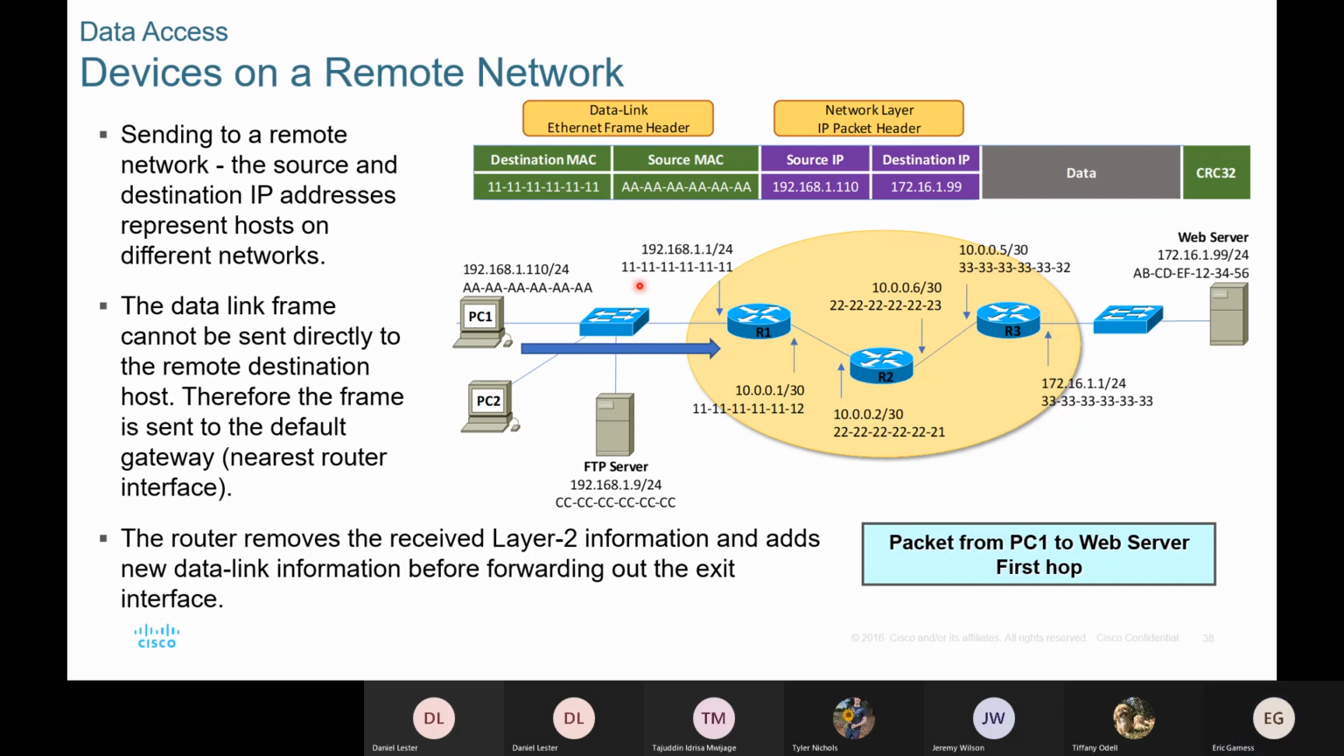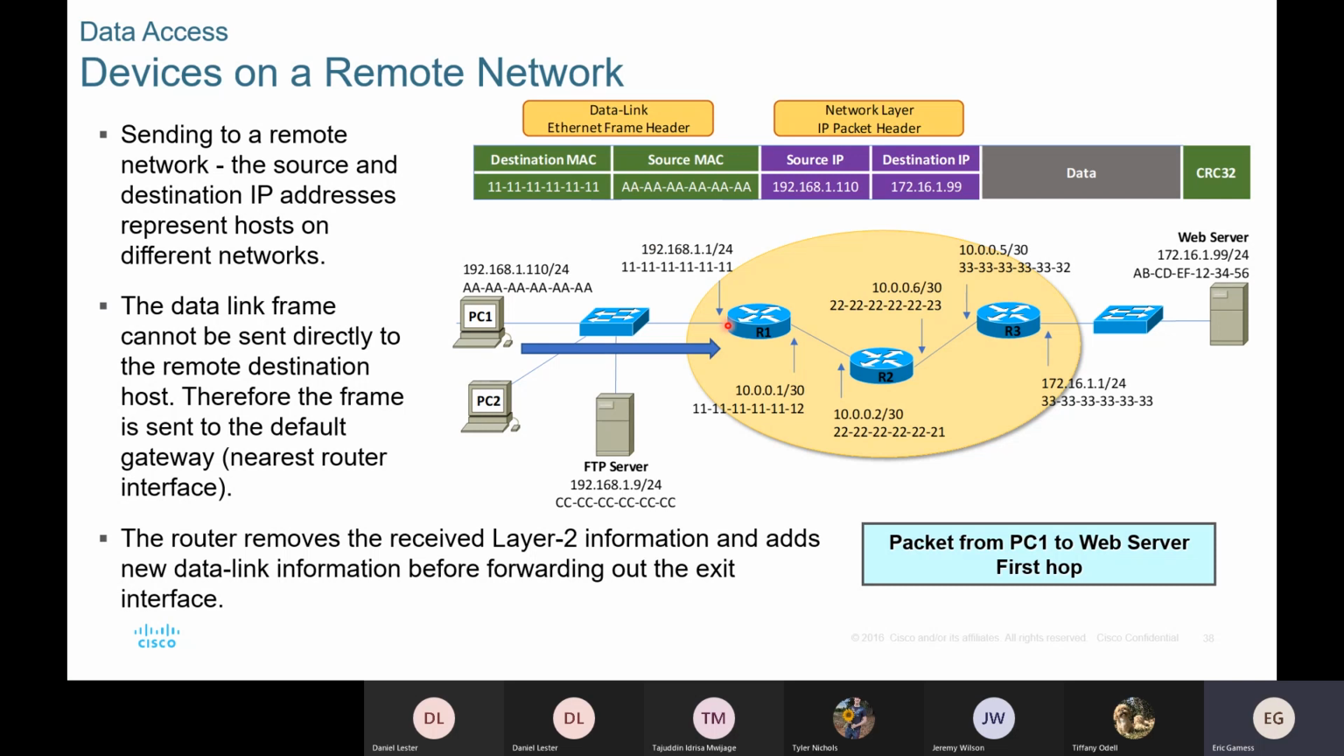Now, let's talk about the data link layer, which is layer 2. In the first hop, the destination MAC address will be the MAC address of router 1 in this interface. So the destination MAC address will be 11 repeated 6 times, as we can see here. And the source MAC address will be the MAC address of PC1. PC1 has this MAC address, AA repeated 6 times. So we can see it in the frame. It will be there. So that's the first hop.